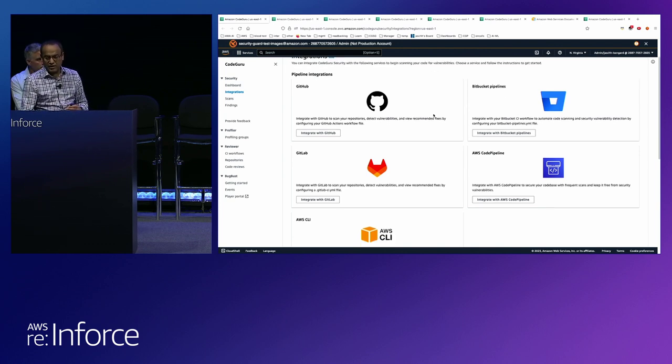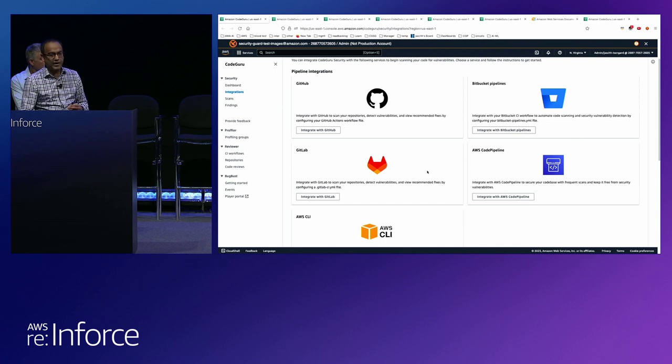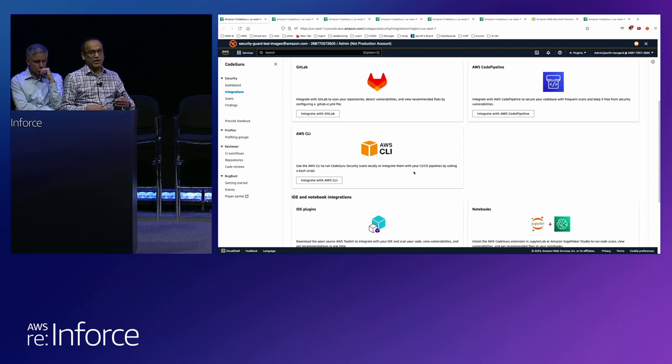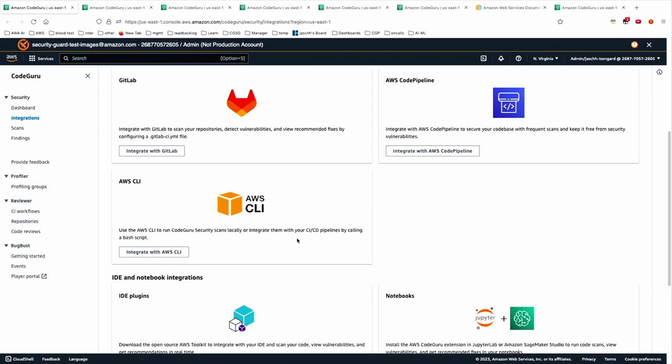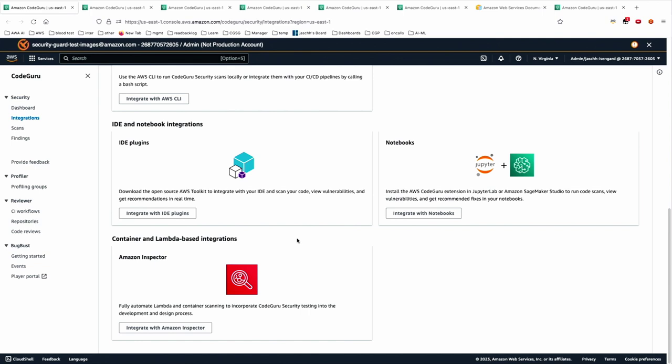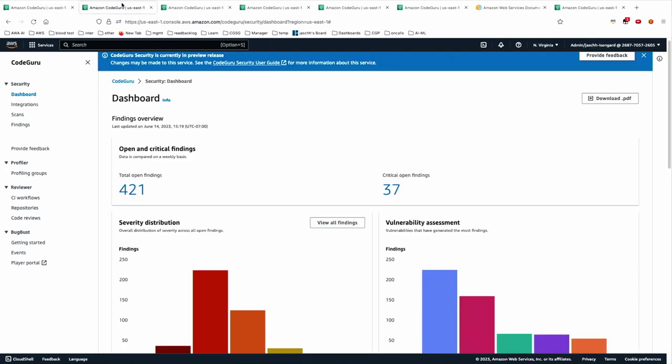Similar integrations are available for Bitbucket pipelines, GitLab, and AWS Code Pipeline, and we also have a client application, a command line client, which you can use to integrate into any other tools for which we don't have a plugin or instructions available yet. But of course, we are adding more integrations like Jenkins, etc., pretty soon. And I already talked about IDE integrations, notebook integrations, and Inspector. So let me move on to the dashboard.